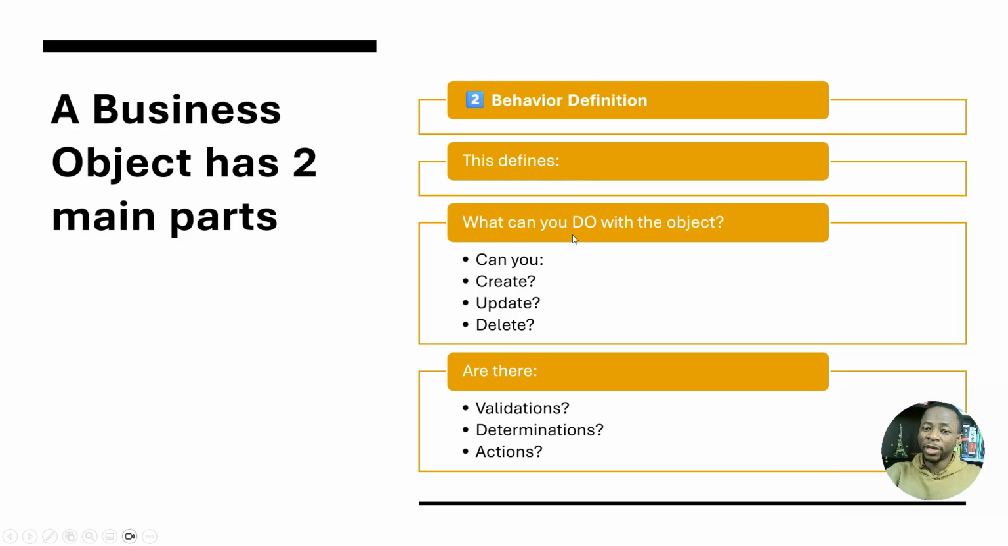So the behavior definition will define what the business object can do. Can you create with the business object? Can you update? Can you delete? Are there validations? Are there determinations? And are there actions? I'll also explain this as we proceed in the video.